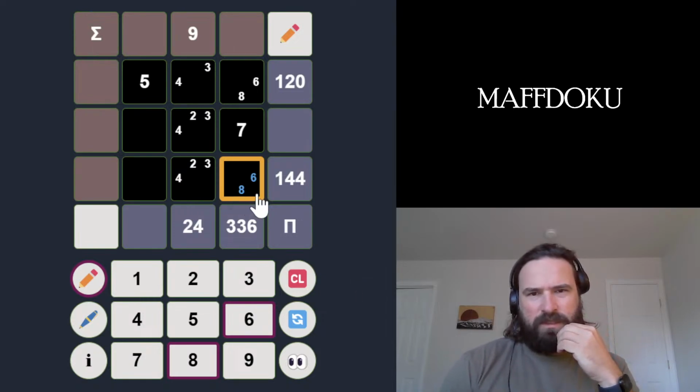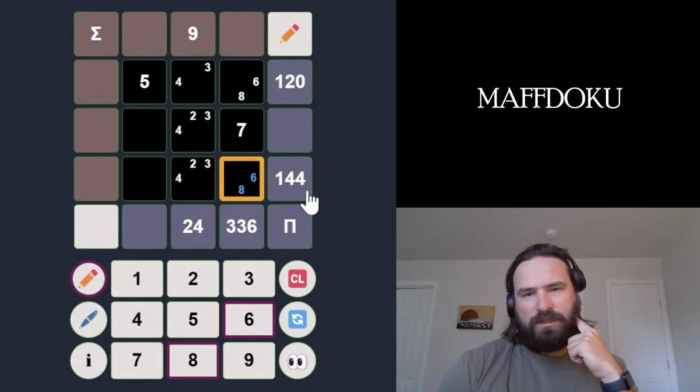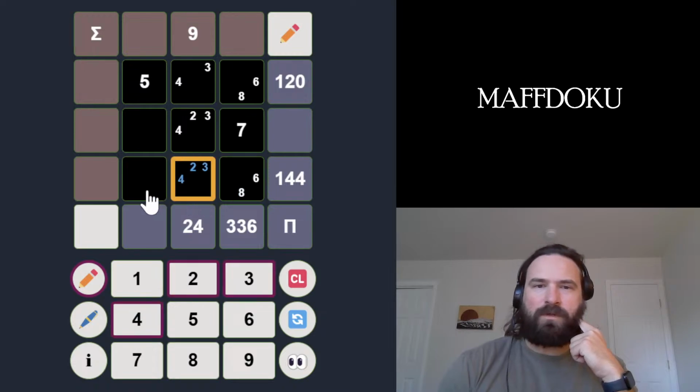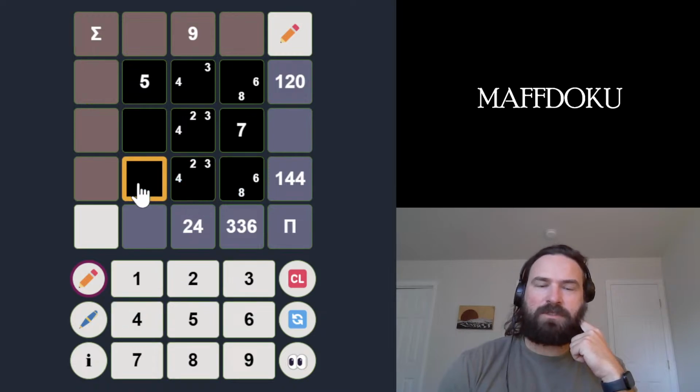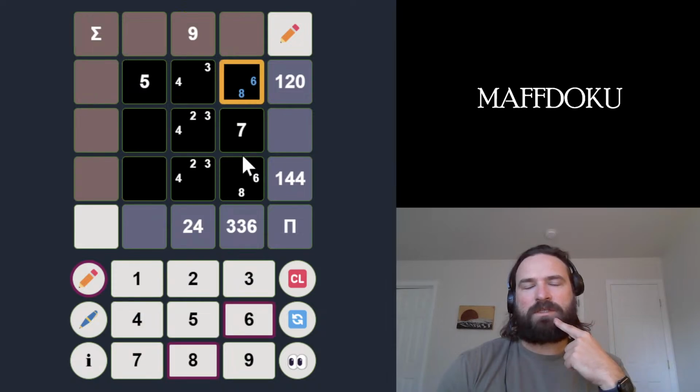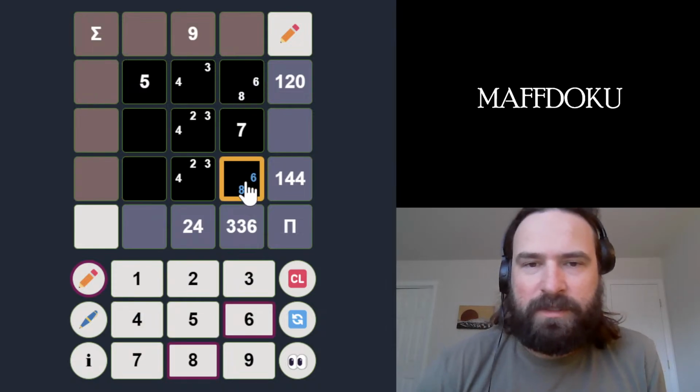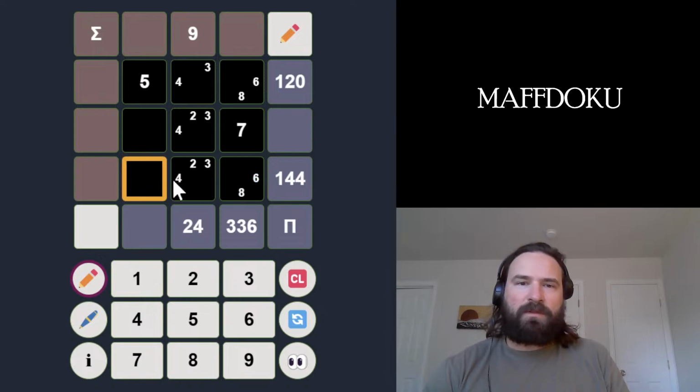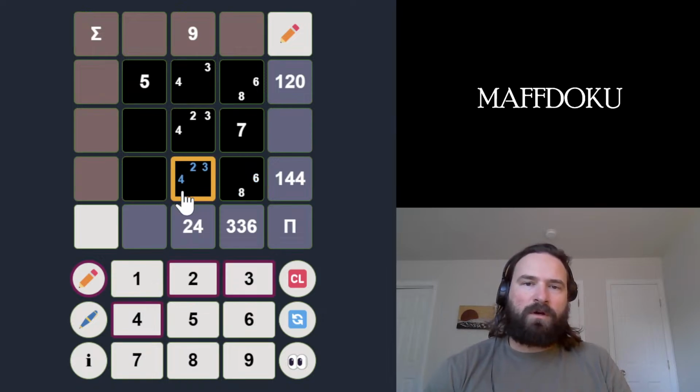Can this be a 6? If I divide 144 by 6, it's 24. That would be 4 times 6 or 3 times 8, which is impossible. Neither of those are possible because this has to be... So if this is a 6, then I have to make these two numbers multiply to 24. The only ways to make 24 in two numbers are 4 and 6 or 3 and 8.